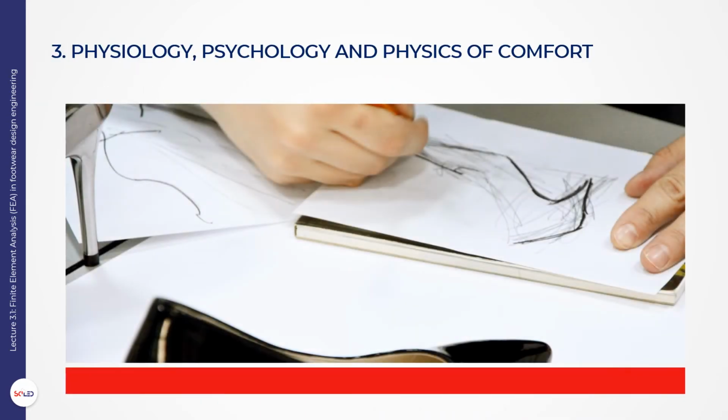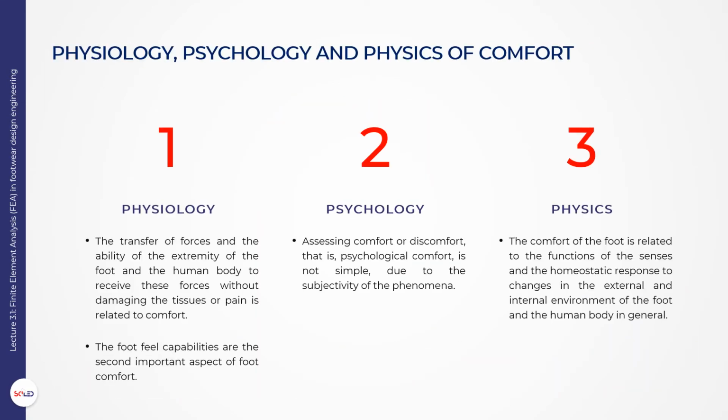Physiology, psychology and physics of comfort. Mechanical support and anatomical elements of the foot are related to the transfer of forces from the ground to the human body. The transfer of these forces, and the ability of the extremity of the foot and the human body to receive these forces without damaging the tissues or causing pain, is related to comfort. The foot's feel capabilities are the second important aspect of foot comfort. In a higher animal organism like a human, without psychological processes it is impossible to form a perception of phenomena. Assessing comfort or discomfort, that is, psychological comfort, is not simple, due to the subjectivity of the phenomena.